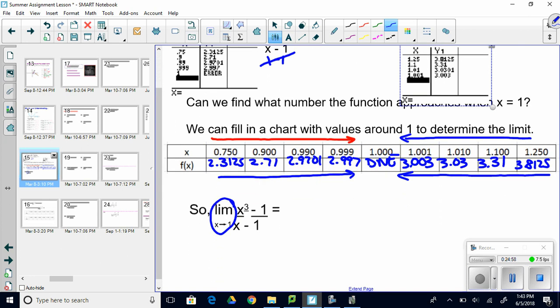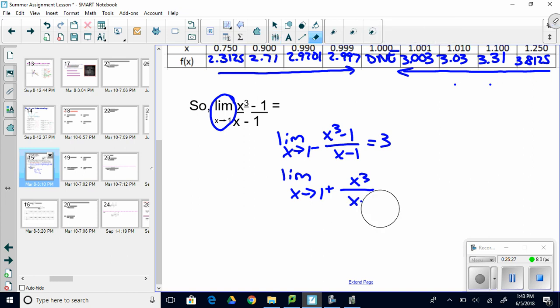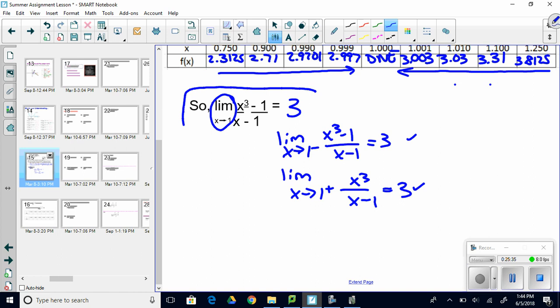So if we look, it starts at 3.8 and then 3.3, and as our x value gets closer to 1, our y value is getting closer to 3. So we know our limit as x approaches 1 from the left-hand side was 3. And our limit as x approaches 1 from the right-hand side was 3 also. So therefore, since the left-hand side's 3 and the right-hand side's 3, we know our limit is 3.